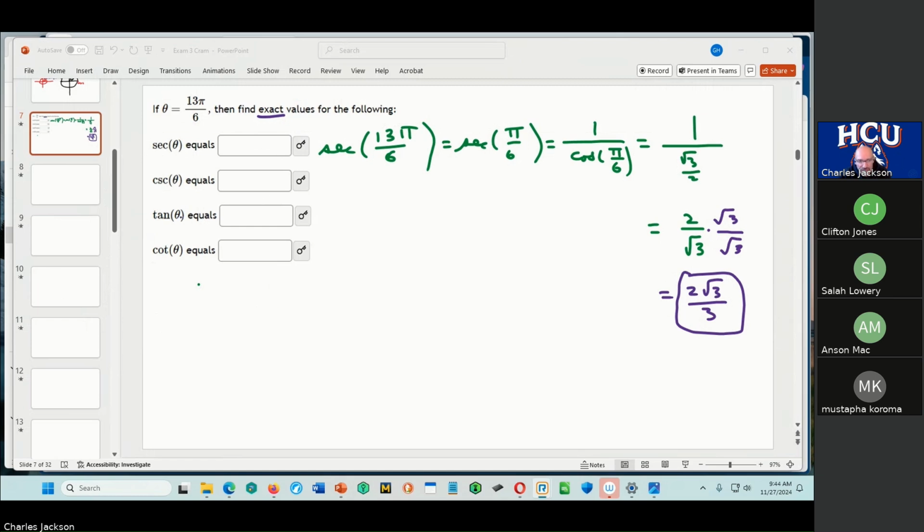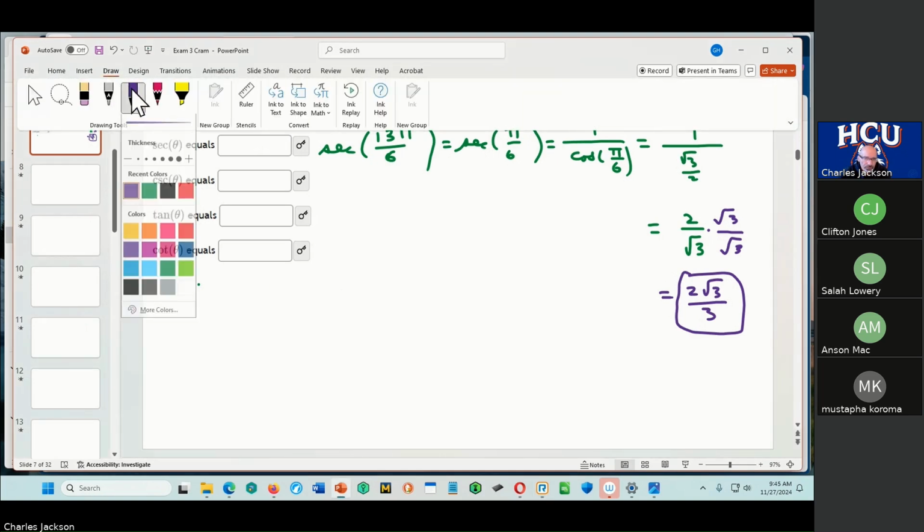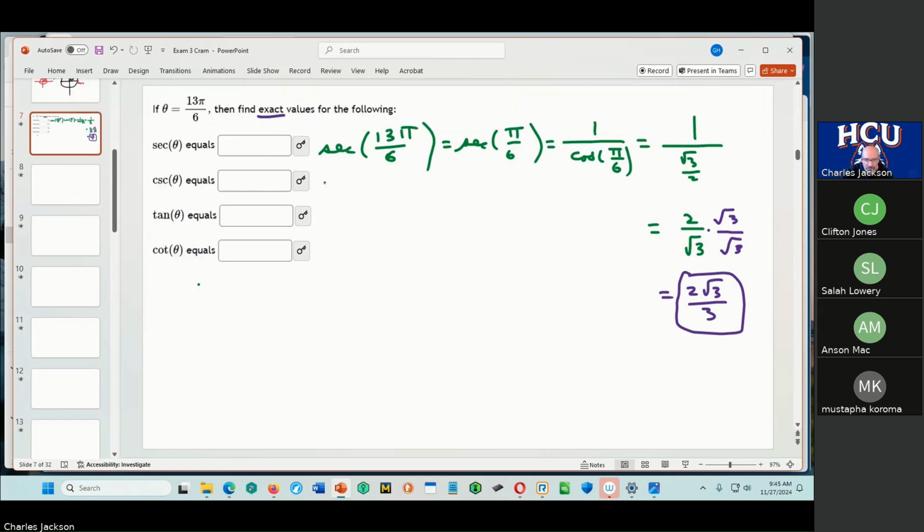For the reciprocal, and you'll have the other one. So cosecant 13 pi over 6. Let's do this.